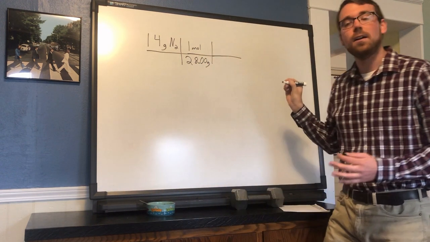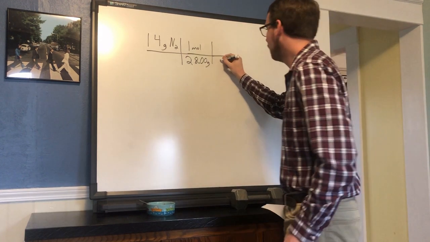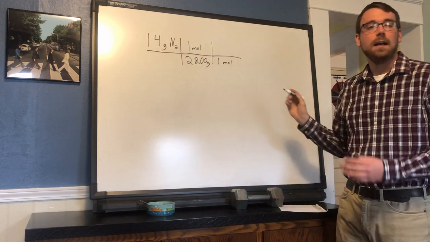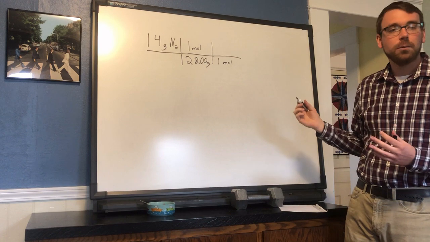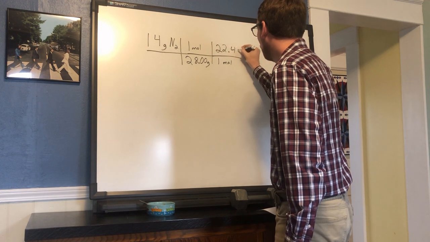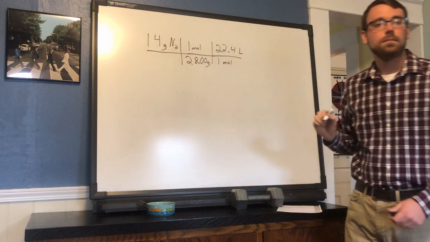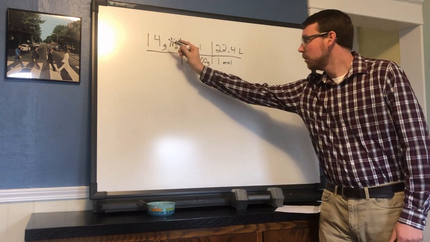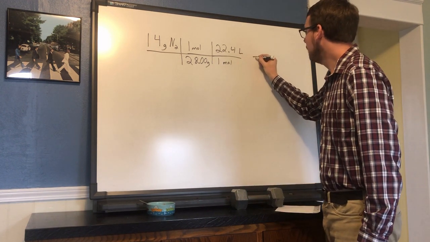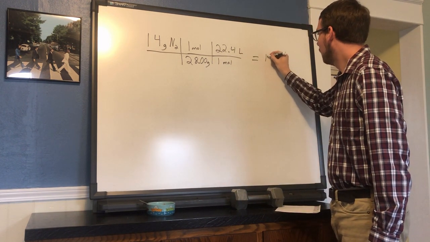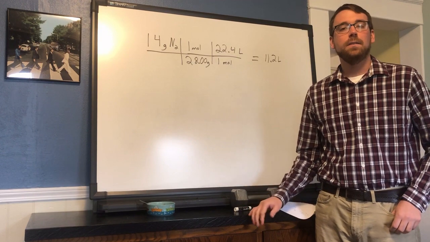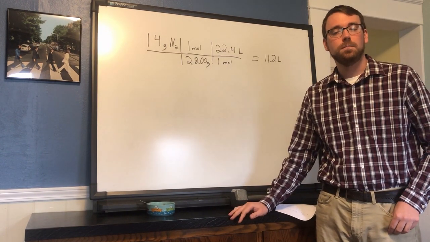We are then going to extend our conversion bridge. We are going to have 1 mole on bottom, which will cancel the 1 mole on top. And we are going to have our volume conversion factor, which is 22.4 liters. Now, if we multiply everything on top and divide by everything on bottom, that is going to leave us with an answer of 11.2 liters.